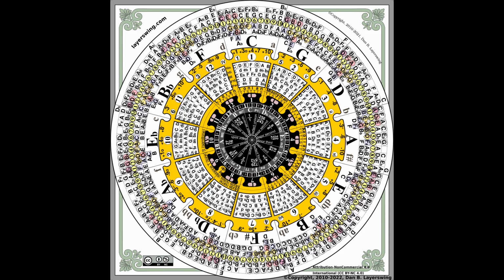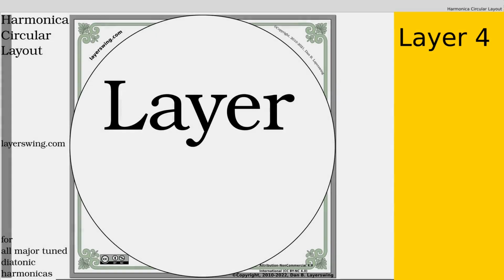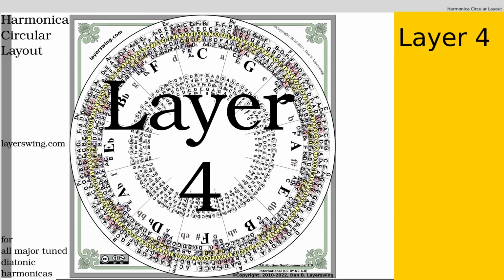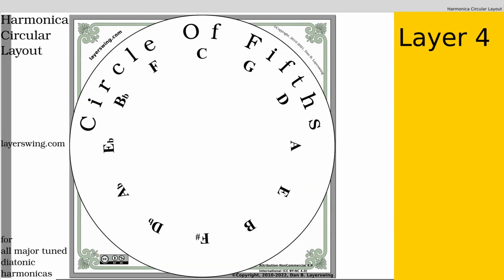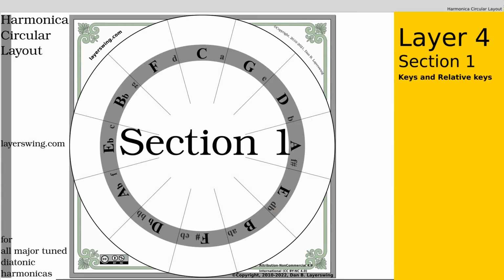Harmonica Circular Layout for all major tuned diatonic harmonicas. Layer 4. Harmonica Circular Layout is based on the circle of fifths. Section 1. Keys and relative keys.